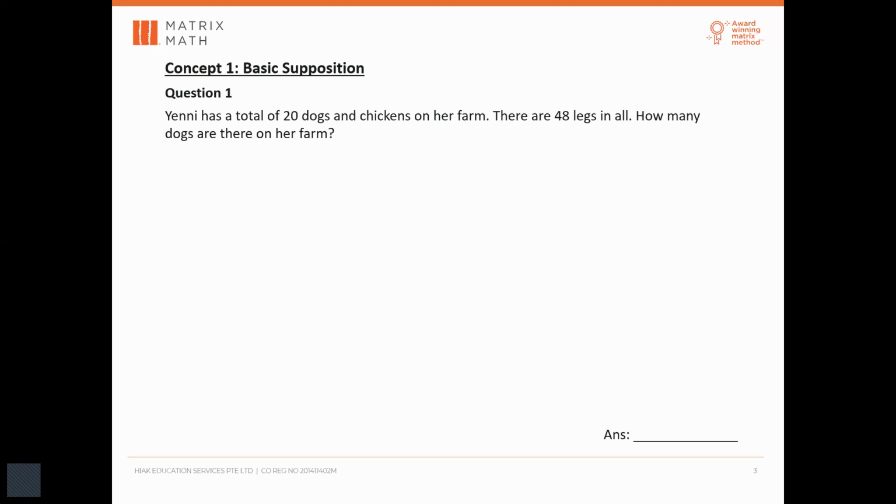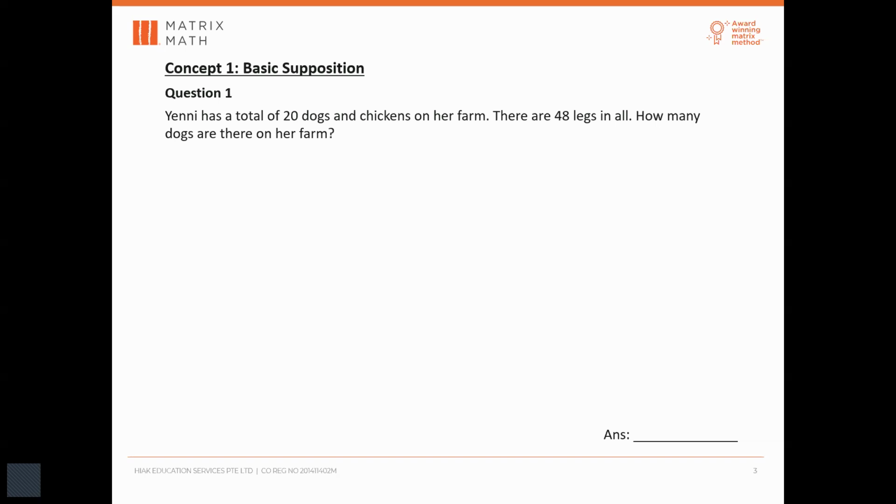Okay, let's look at question 1. Yanni has a total of 20 dogs and chickens on her farm. There are 48 legs in all. How many dogs are there on her farm?